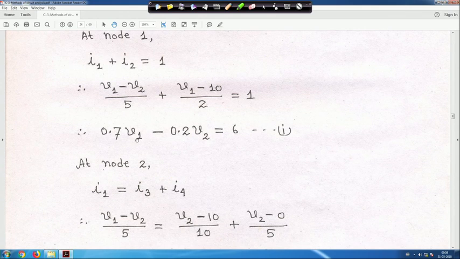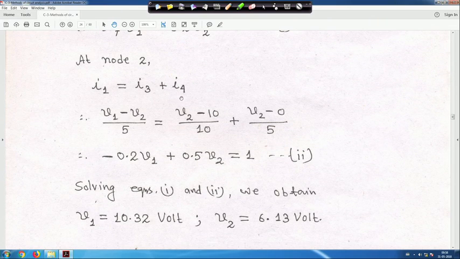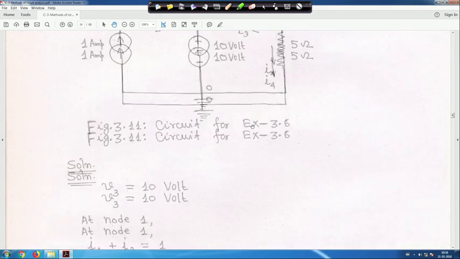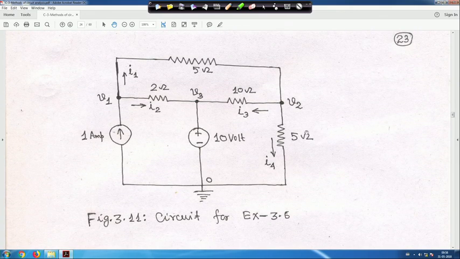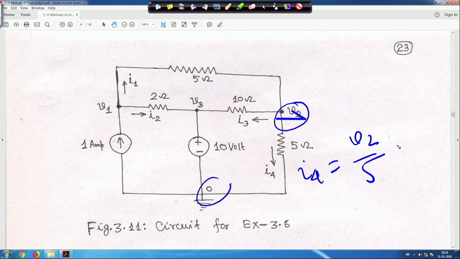So, you will get one equation: 0.7 V1 minus 0.2 V2 is equal to 6. This is equation 1. At node 2 also I told you I1 is equal to I3 plus I4. So, I1 is (V1 minus V2) by 5 is equal to (V2 minus 10) by 10, plus I4, which is equal to V2 by 5. This is your V2 and this is the reference node.